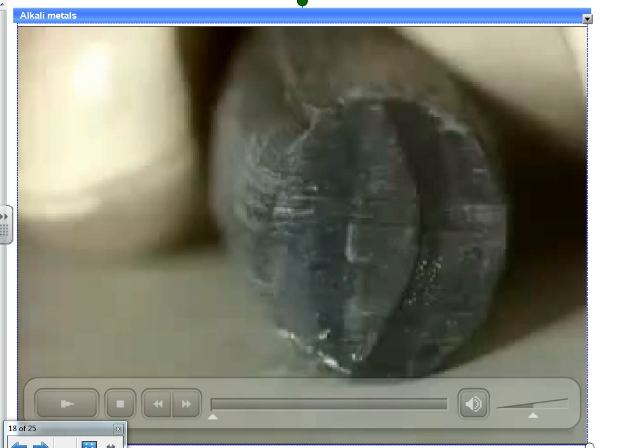All right, I'm going to show you a video clip that shows the reactivity of the alkali metals in a little more detail. So this is the lithium, sodium, potassium column that is all the way to the left. And without any further delay, here is that video clip.